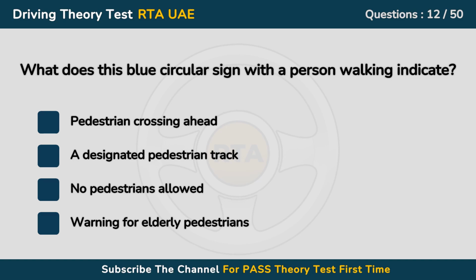A. Pedestrian crossing ahead. B. A pedestrian track. C. No pedestrians allowed. D. Warning for elderly pedestrians.